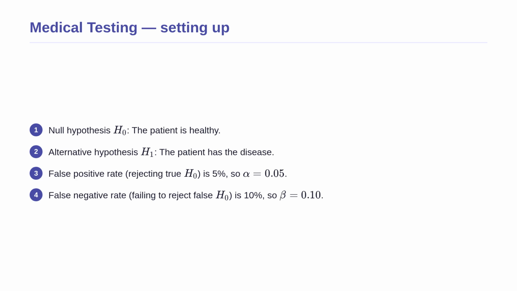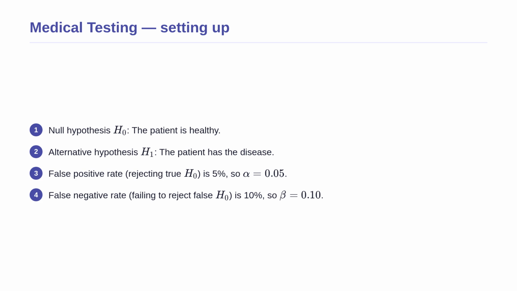Before we move on, let us see this with a concrete example. A doctor is testing a patient for a rare disease. The null hypothesis is that the patient is healthy, and the alternative is that they have the disease. We are told the test has a 5% chance of a false positive and a 10% chance of a false negative. Our goal is to identify the error probabilities and calculate the power.